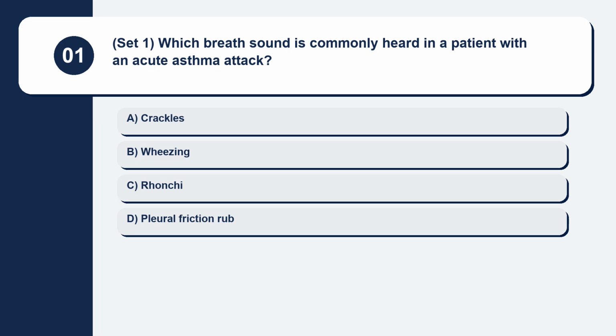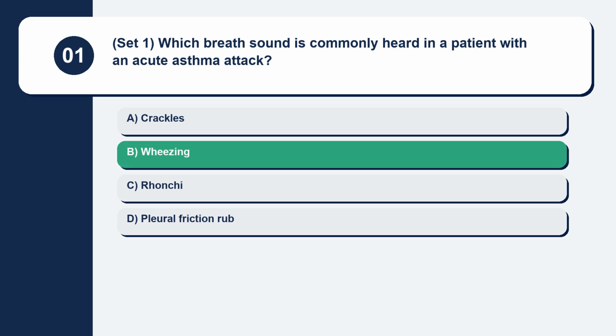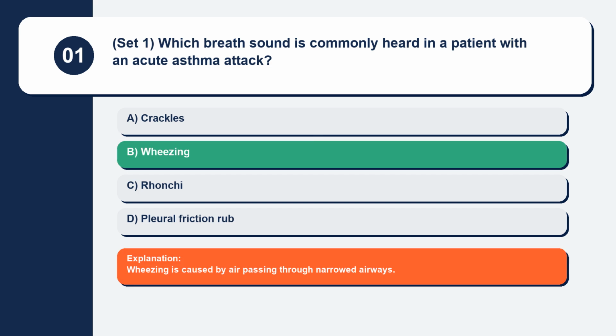Question 1. Set 1. Which breath sound is commonly heard in a patient with an acute asthma attack? Crackles, wheezing, rhonchi, pleural friction rub. Wheezing is caused by air passing through narrowed airways.